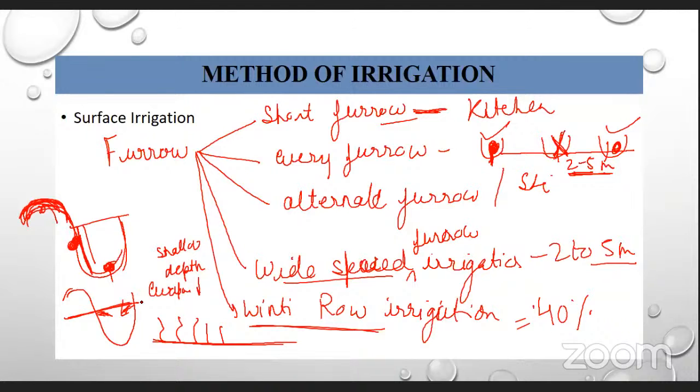Our only objective here is to use less water to produce optimum crop production and more water use efficiency. Generally in our condition, irrigation water is very scarce. So we have to go for the method which is more efficient.